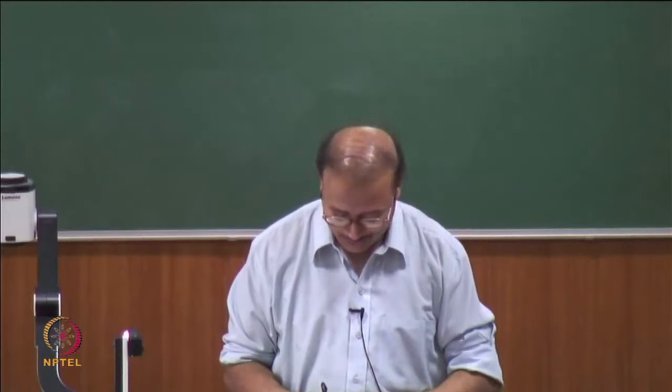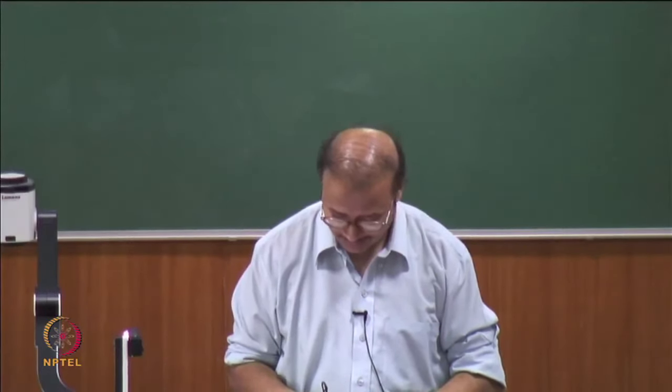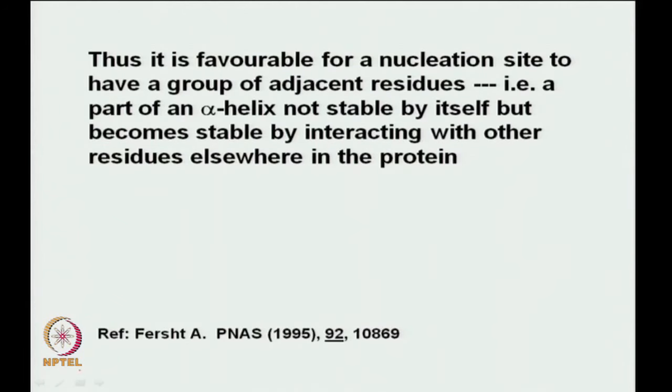Okay. So, yeah, let me finish this part. I will start with the next one, next class. So, thus it is favorable for a nucleation site to have a group of adjacent residues that is a part of a helix, not stable by itself, but becomes stable by interacting with other residues elsewhere in the protein. Okay. So, that it is not stable by itself, right.